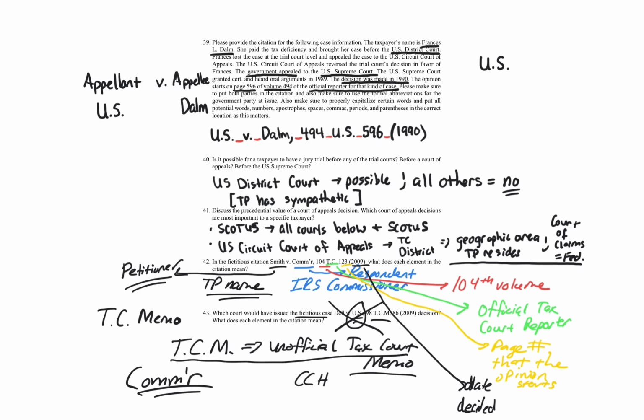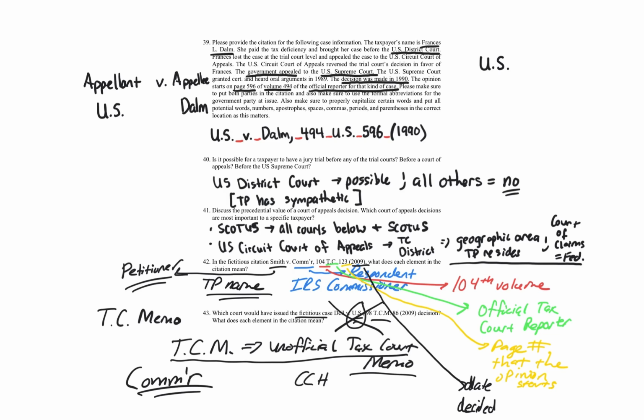So I'm just going to say that this was meant to be, I wouldn't say a trick, it's just meant to show you, gotcha, that, hey, look at that, you can't have U.S. when it's a TC memo. It has to be Dell versus Commissioner. If it was Dell versus Commissioner, 98 TCM 86 2009, then you could go through and do the same things.